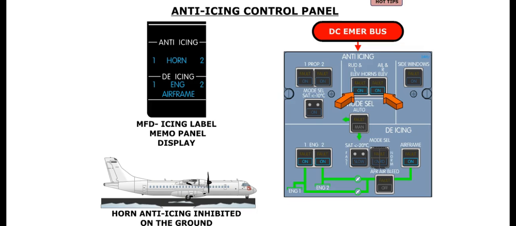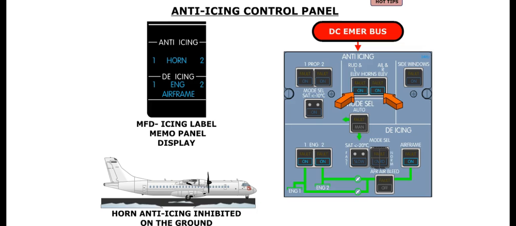The horn anti-icing system is controlled by the anti-icing panel, located on the overhead panel. The control panel is powered by the DC emergency bus. Horn anti-icing is controlled by the 2 push buttons. Each push button is labeled so as to indicate which horns are heated. Electrical power is supplied to the associated horn heaters when a push button is depressed in.